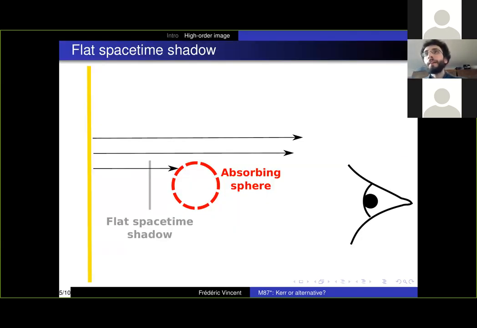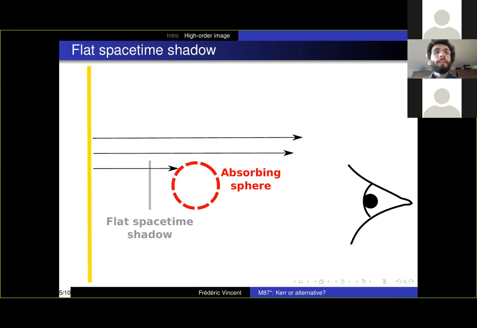So coming back to the easy thought experiment of this flat space absorbing sphere, now I'm thinking from the side. The projector is on the left, its yellow line here, it sends photons toward the right, the observer is to the far right here, and I put my absorbing sphere in between. So of course here the shadow of the sphere is simply the Euclidean flat space projection of the sphere onto the screen of the observer.